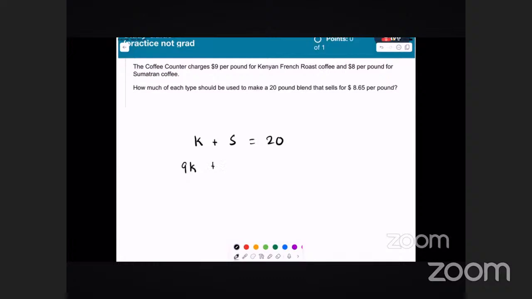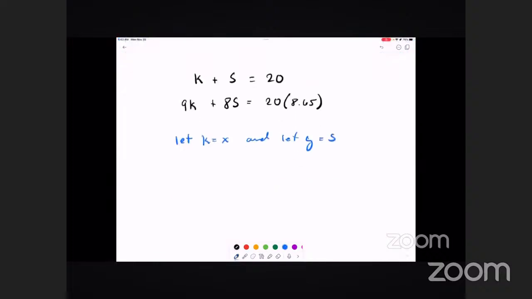We want a 20-pound blend, right? So however many pounds of the Kenyan plus however many pounds of the Sumatran, we're going to finish with 20 pounds times $8.65 per pound. And I think that's how we set this up. So now, we can let K be X and let Y be S, right? Then we'll rewrite it as X plus Y equals 20, and then 9X plus 8Y equals 20 times 8.65.